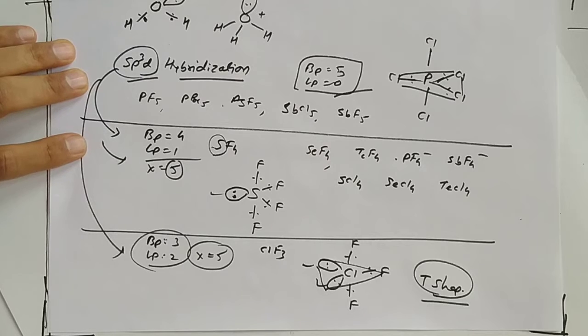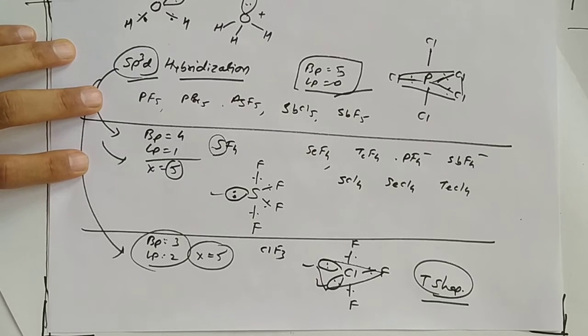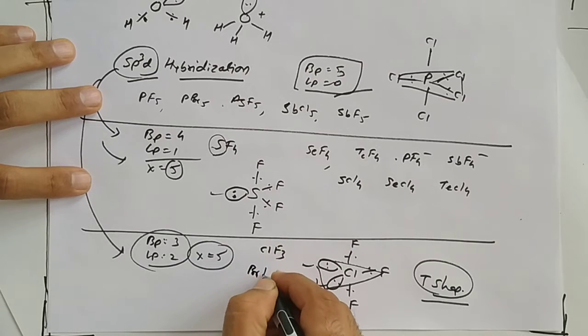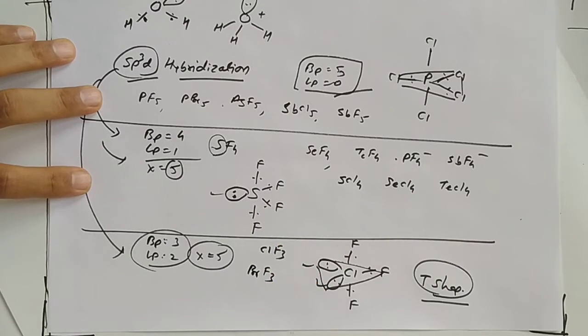Examples of bonding pair 3, lone pair 2 on the central atom are ClF3, BrF3, IF3, BrCl3 and ICl3, etc.